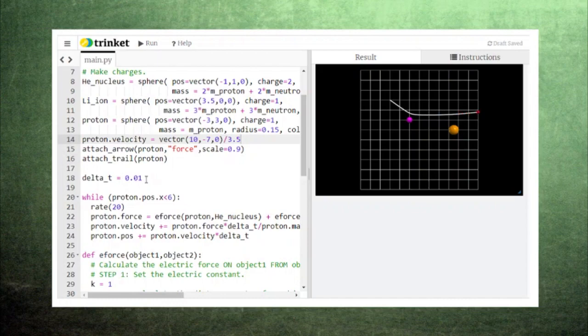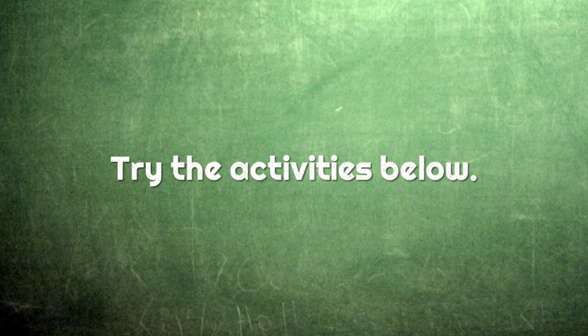You have now learned how to animate the effects of the electric force. Follow the link in the description below to find a set of activities to help you learn more about motion under the electric force.